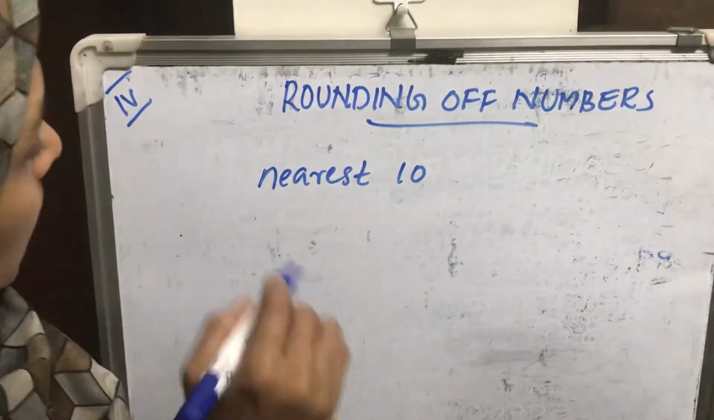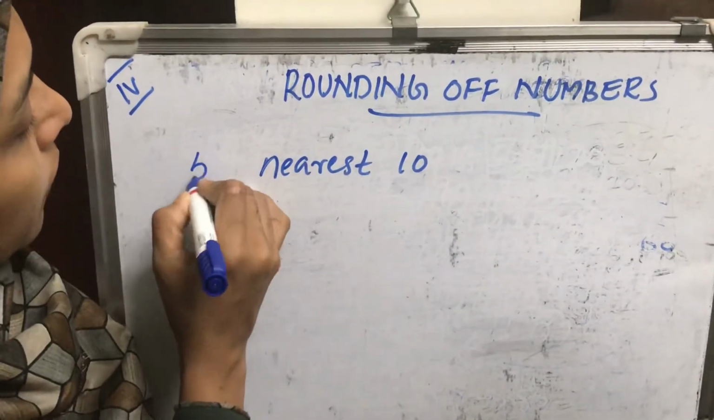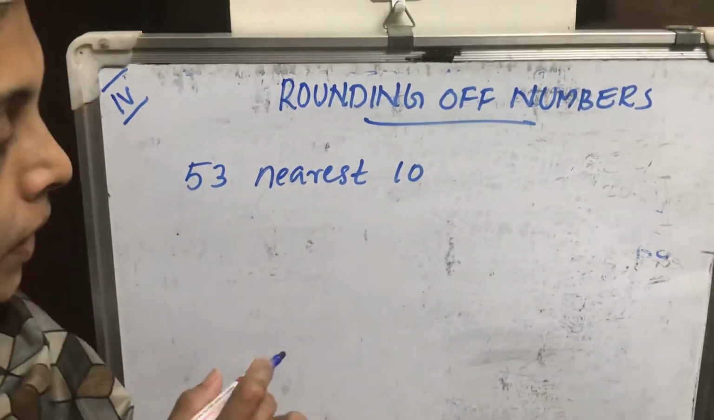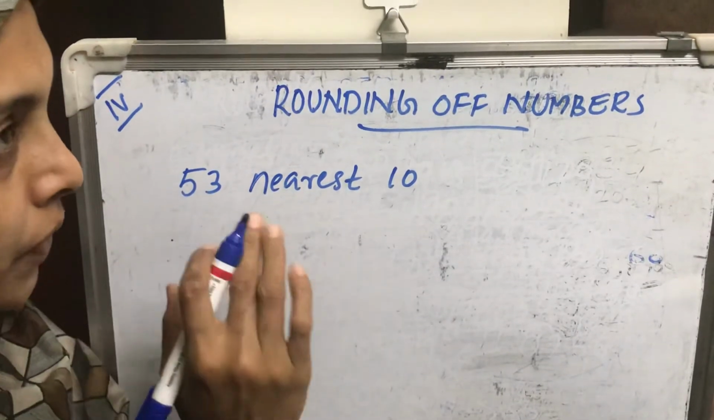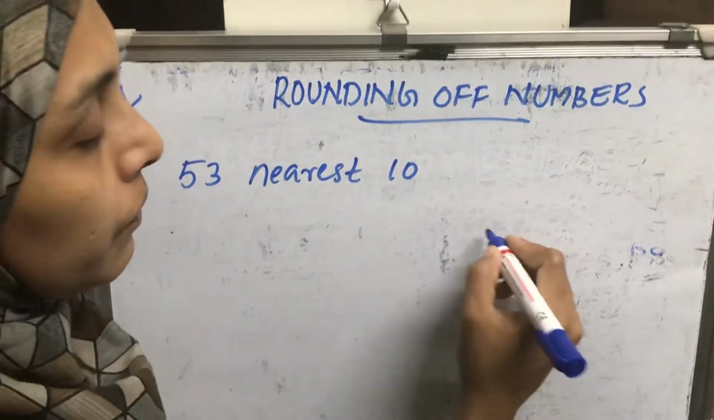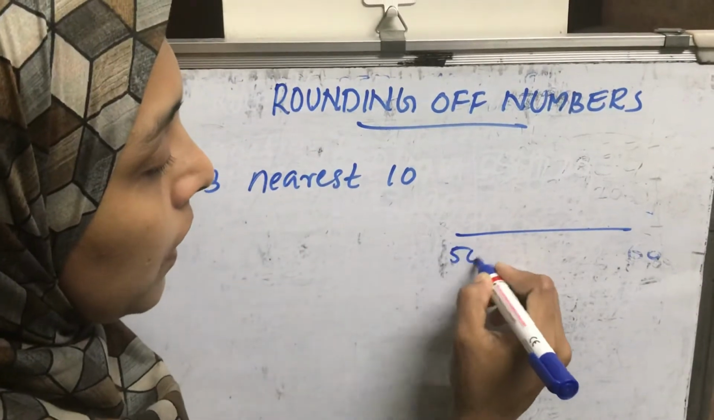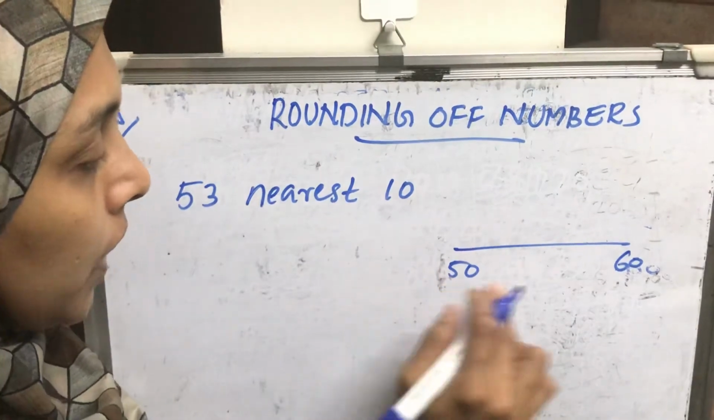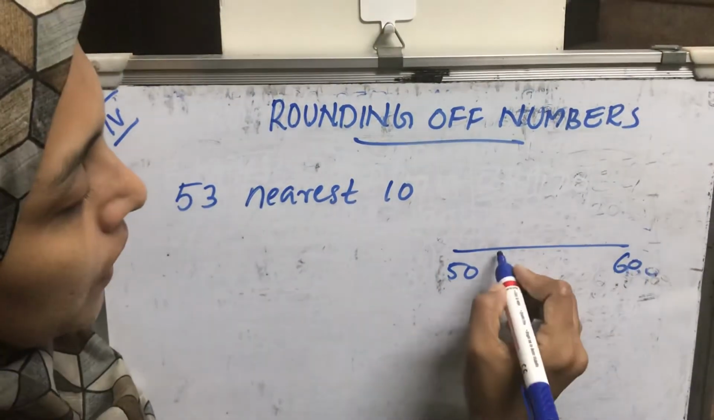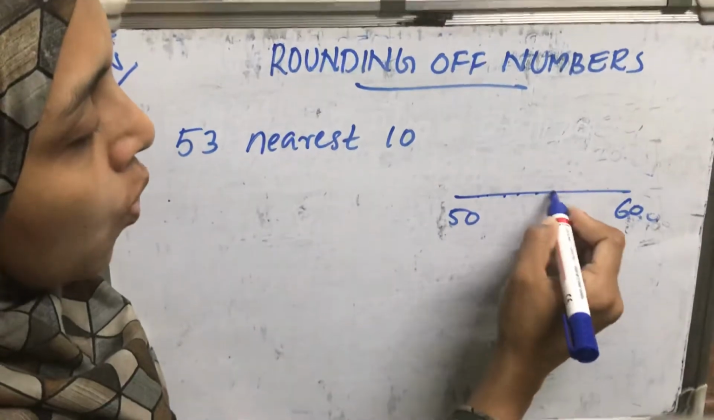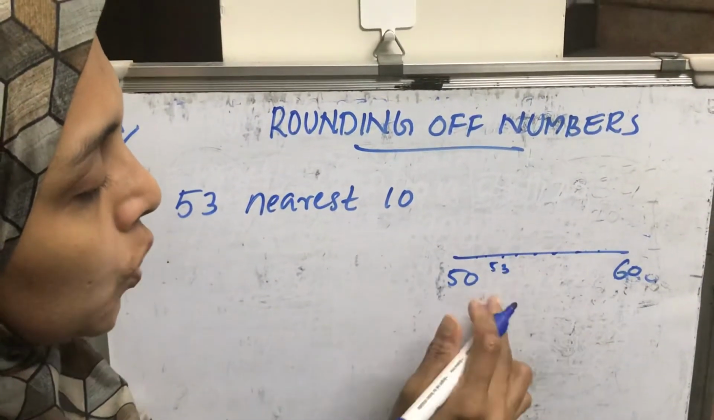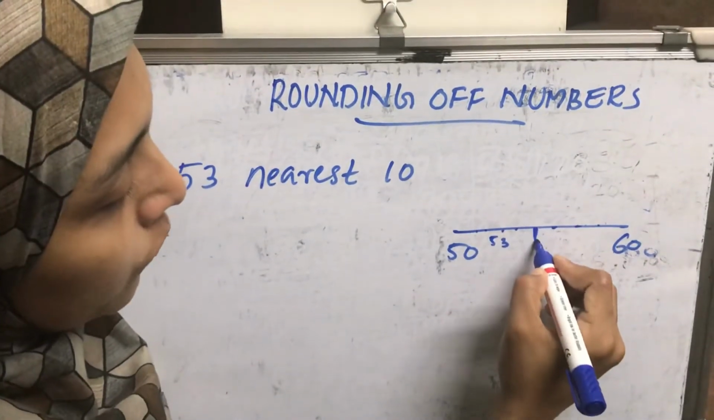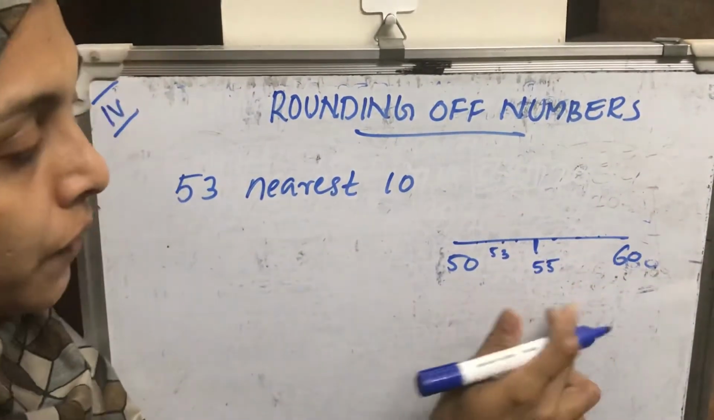Suppose a question is given: round 53 to the nearest 10. We know 53 lies between 50 and 60, the multiples of 10. When we write the numbers in order, is 53 nearer to 50 or 60? We know it is near to 50. The middle value of 50 and 60 is 55.